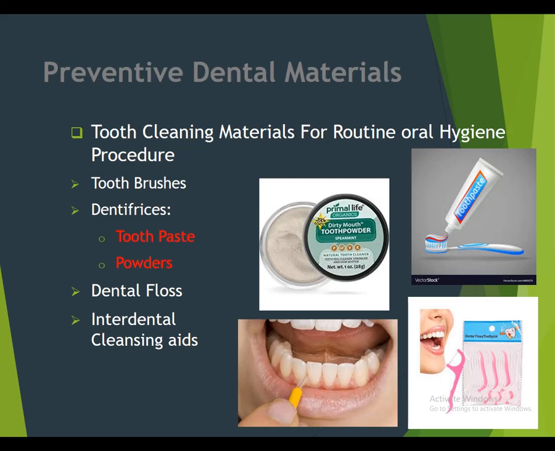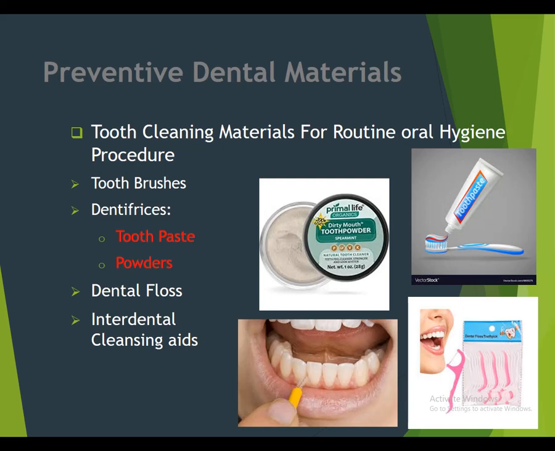Preventive dental materials can be divided into different categories according to their use. Tooth cleaning materials for routine oral hygiene procedures are toothbrushes, dentifrices, which could be toothpaste or tooth powders, dental floss, and interdental cleansing aids.